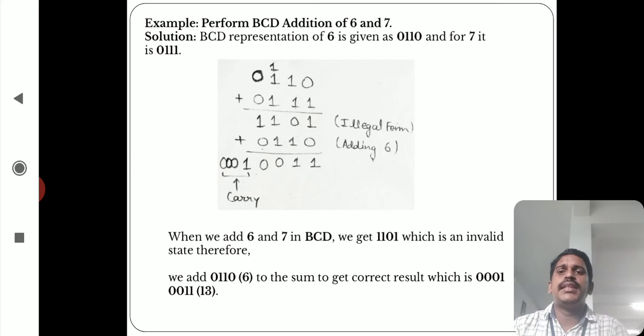When we add 6 and 7 in BCD, we get 1101, which is an invalid state. Therefore, we add 0110.